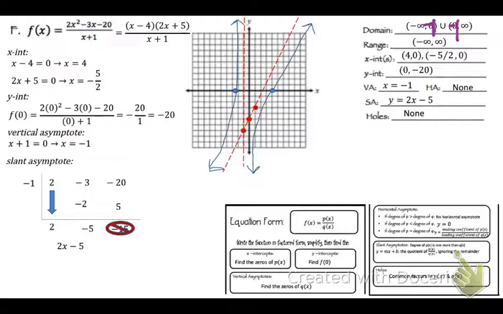We're going to skip example G. I don't know what this is doing. Pause.